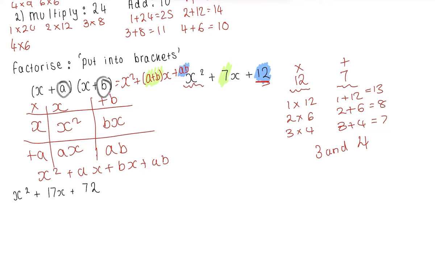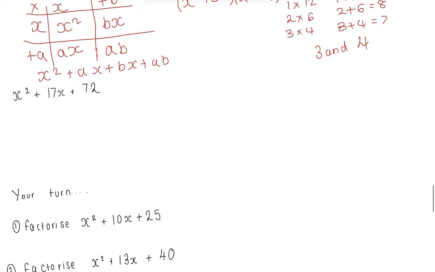So when we've got just x squared, this only works when there's not a coefficient of x squared. We can just say, well, it must be x at the start, and then we've got a positive 3 and a positive 4. Let's have a look at another example together.